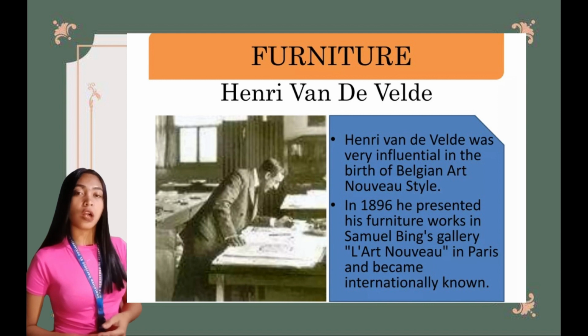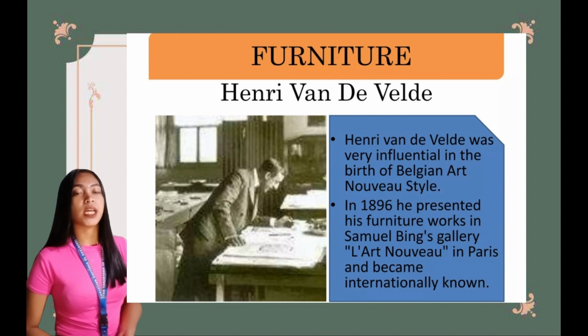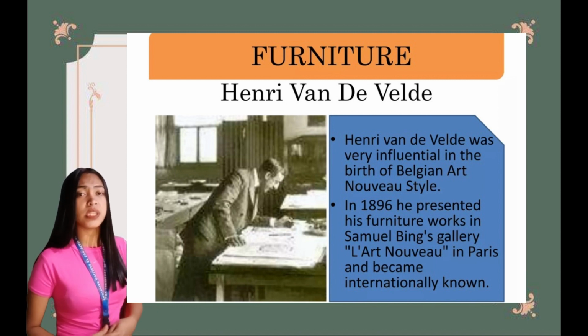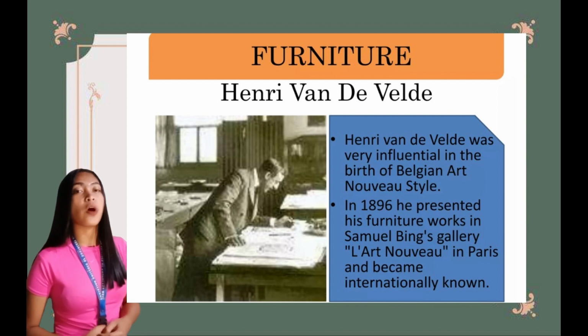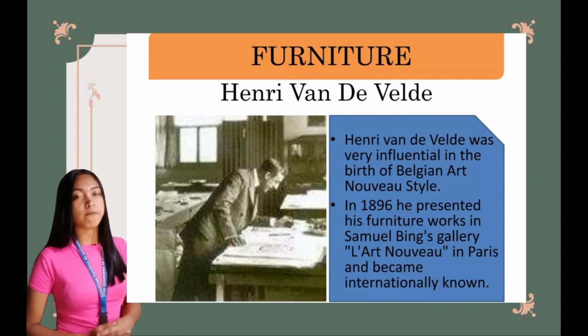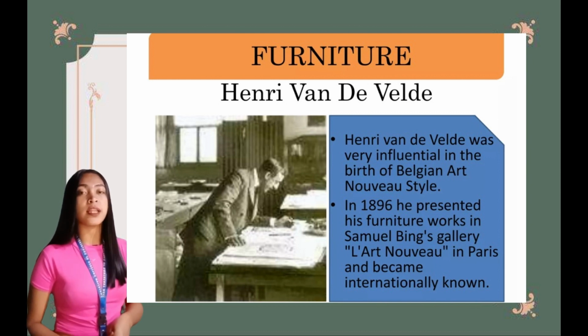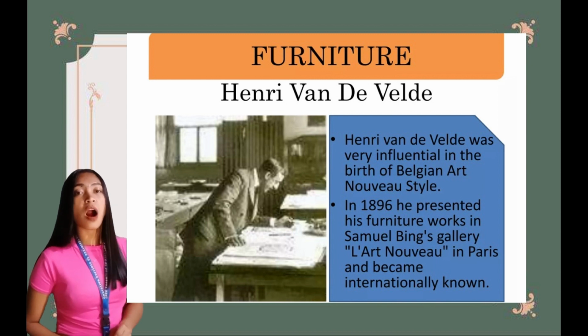In the furniture arts, Henry van de Velde, a Belgian painter, architect, interior designer, and art theorist, together with Victor Horta and Paul Hankar, is considered one of the founders of Art Nouveau in Belgium. He worked in Paris with Samuel Bing, the founder of the first gallery of Art Nouveau in Paris. He was very influential in the birth of the Belgian Art Nouveau style. In 1896, he presented his furniture works in Samuel Bing's gallery, L'Art Nouveau in Paris, and became internationally known.